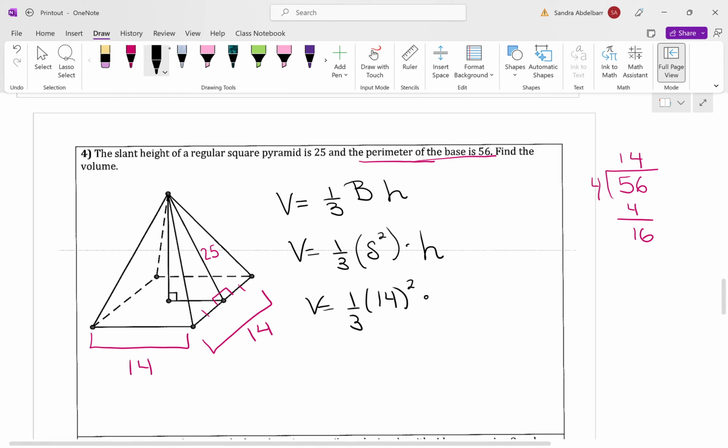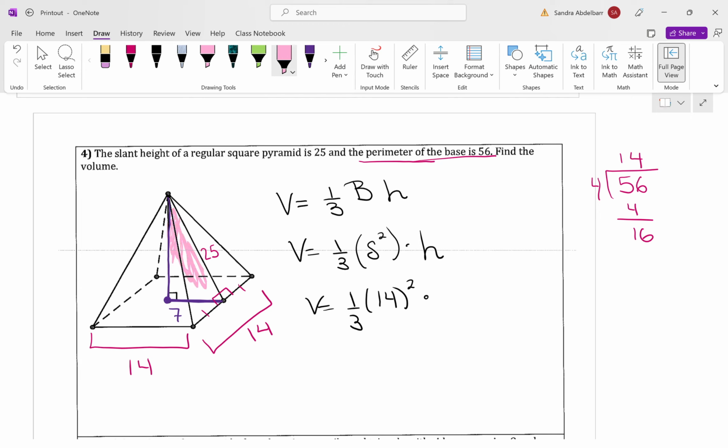So we're 1/3 14 squared times the height. I do not have the height. I need to find the height. How am I going to find the height? Well, doesn't the altitude connect to the center of the base? So from the center to the rim is half the length. If our full length is 14, what's half the length?